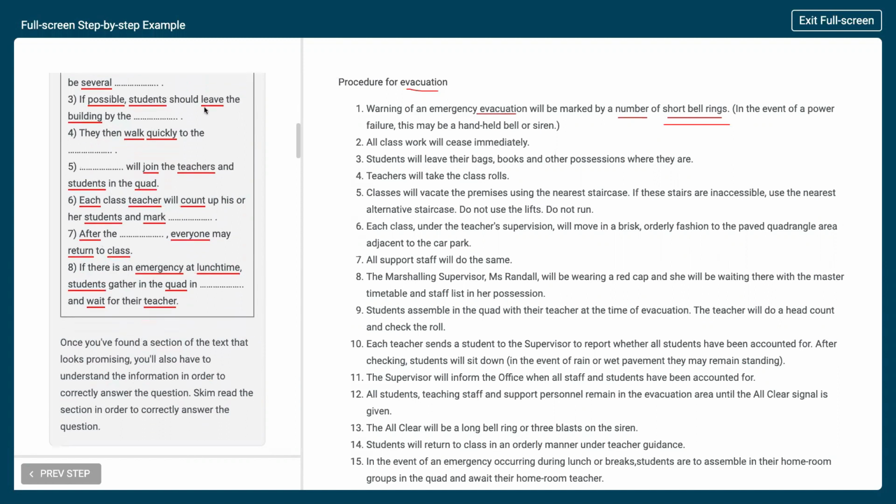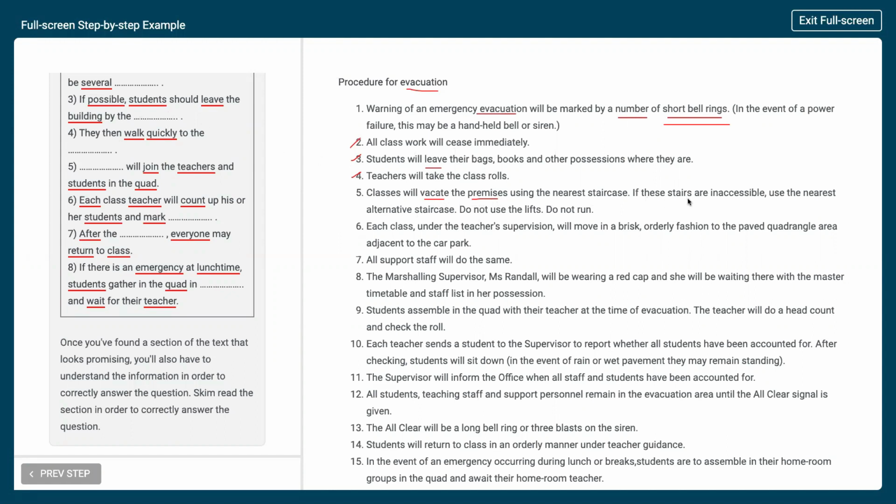Okay, let's look at number 3. If possible, students should leave the building by. All right, so I'm looking again, I'm just going to follow down here. It doesn't look like this will be promising. It says students, now there is a key word here. Students will leave their bags, but here we're looking for leave the building. So this is a little trick, keeping a keyword in the passage, but it doesn't look like this is going to be promising for number 3. I do see number 5, classes will vacate. Now, vacate is another synonym for leave, and premises in this point could be building. So this looks promising here.